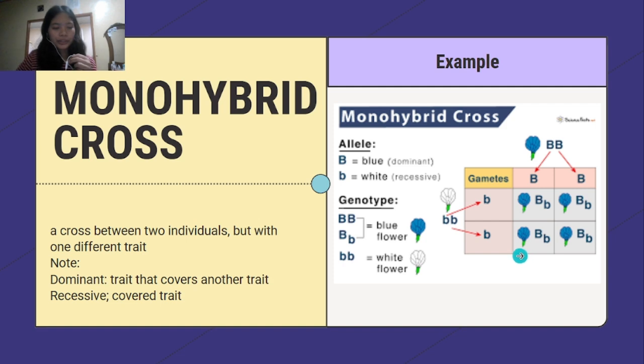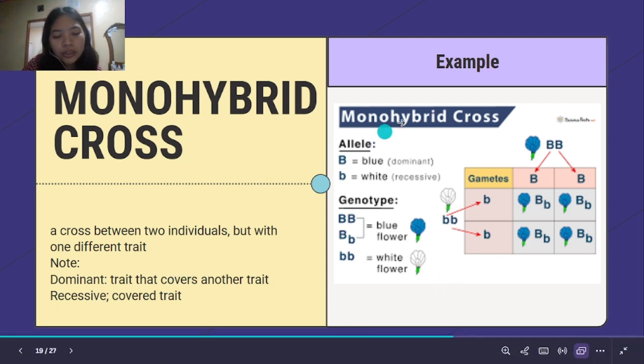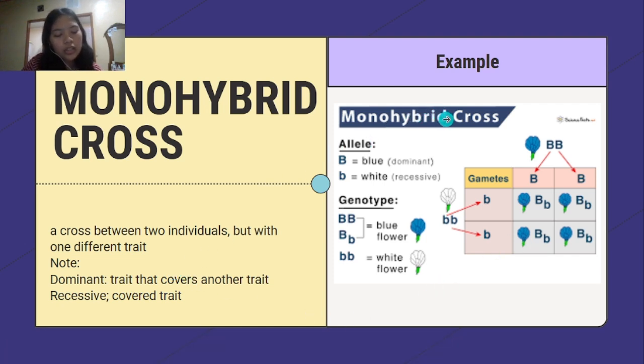And monohybrid cross. A monohybrid cross is a cross between two individuals with one different trait. And there are two kinds of genes. The first is dominant genes and the second one is recessive genes. A dominant gene is a trait that covers another trait, and a recessive gene is the covered trait. We also write dominant with a capital letter, while recessive is written with a small letter. This is the table of monohybrid cross.